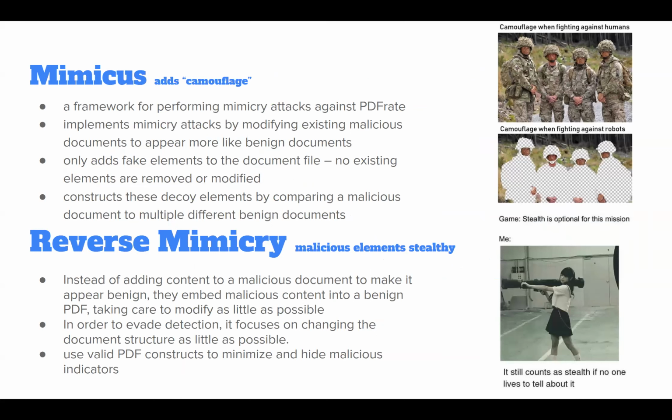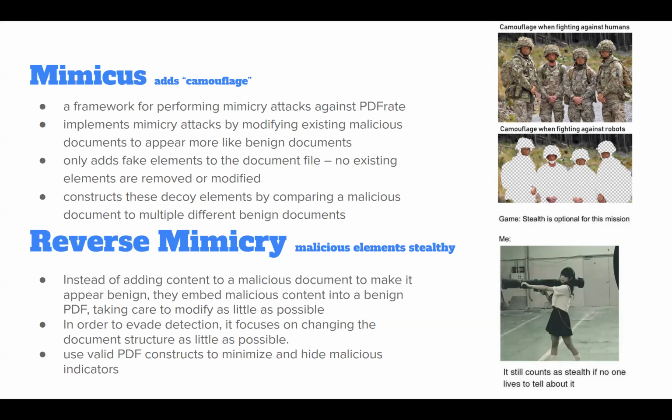So we have Mimicus and reverse mimicry attacks. Mimicus is basically a framework for performing mimicry attacks against PDF-Rate. It implements mimicry attacks by modifying existing malicious documents to appear more like benign documents. It only adds fake elements to the document file, and no existing elements are removed or modified. It constructs these decoy elements by comparing a malicious document to multiple different benign documents.